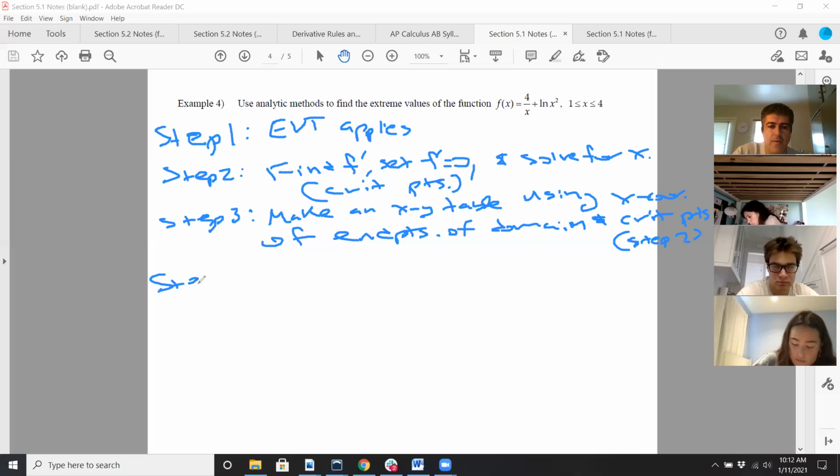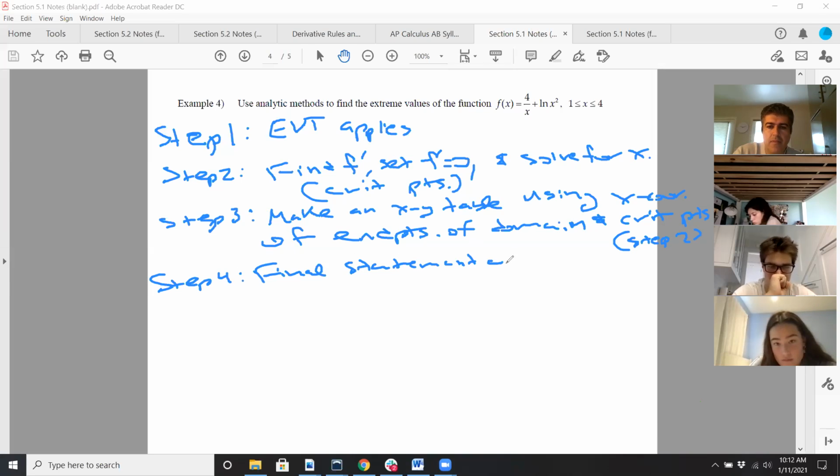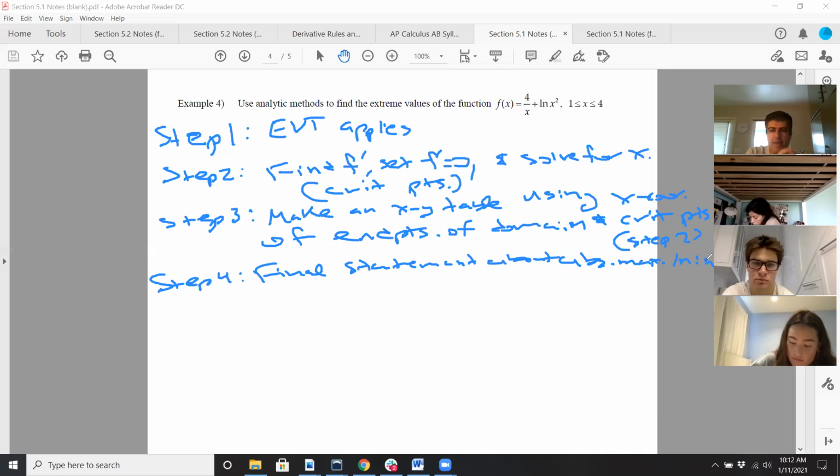And then finally, step 4 is a final statement about absolute max and min. So this is a 4-step process. You've got to tell me the EVT applies. Then step 2 is more analytical. Find f prime, set equal to 0, solve for x. Step 3, make a little table. Use the x coordinates of the endpoints and the critical points. You're going to plug it back into the original function to see which y values are higher and lower. Then you make a statement.